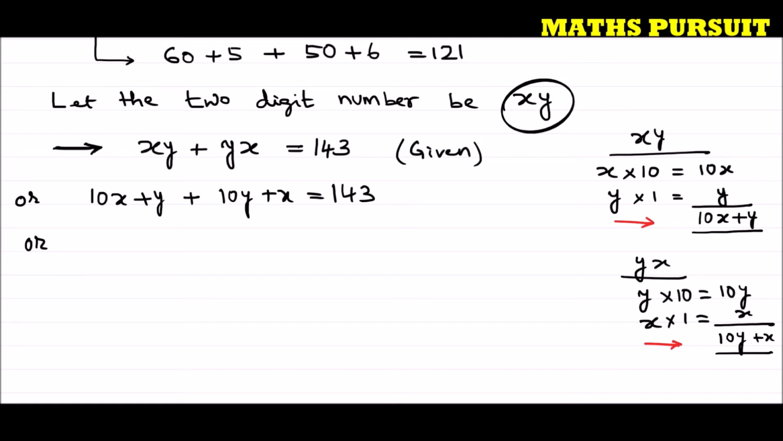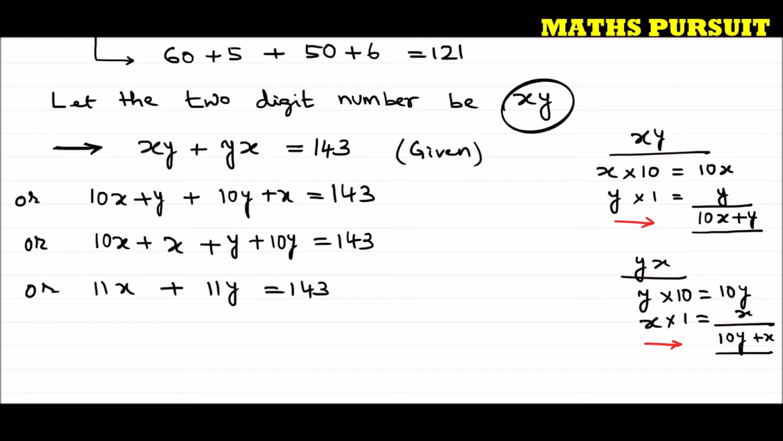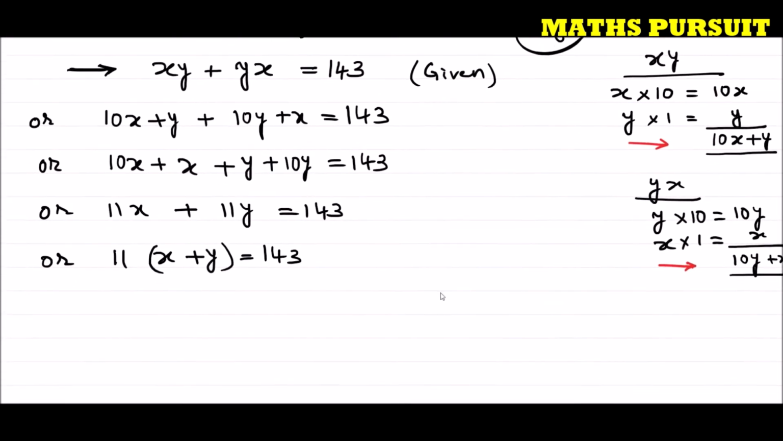Now let us move the x variables together and y variables together, so that it would be easy for us to solve. 10x plus x plus y plus 10y is equal to 143. Or I can write 11x plus 11y is equal to 143. How 11? 10x plus x is 11x, y plus 10y is 11y. Or taking 11 as common, I can write 11 times x plus y is equal to 143.